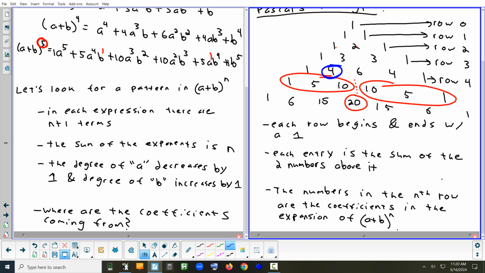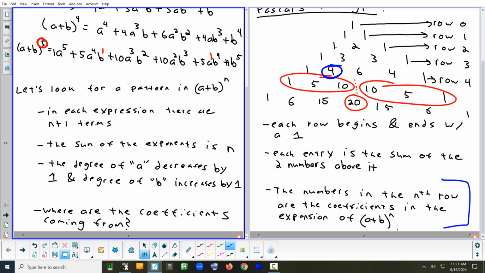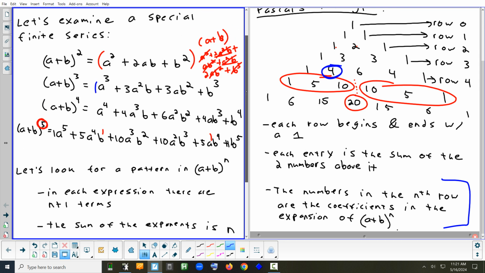And that's the pattern that I really just pointed out to you on this page. If you want to expand a binomial to the 3rd power, then to get the coefficients that go in front, you should be looking at the 3rd row. 1, 3, 3, 1. If you want to expand something to the 5th power, then you want to take a look at row 5. 1, 5, 10, 10, 5, 1.